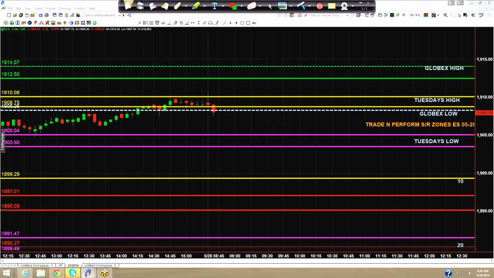There's nothing that says that we have to continue to roll over. Right now we're trading below yesterday's highs, but still well above the lows. So we haven't tested anything. And then you can see they're already trying to step back in. We've just trapped below Globex lows here.